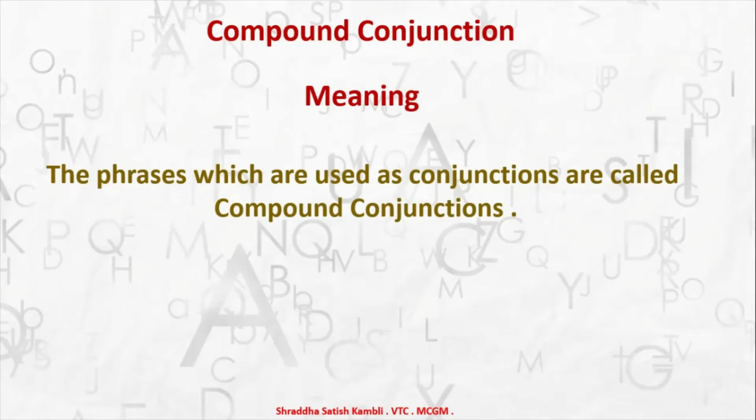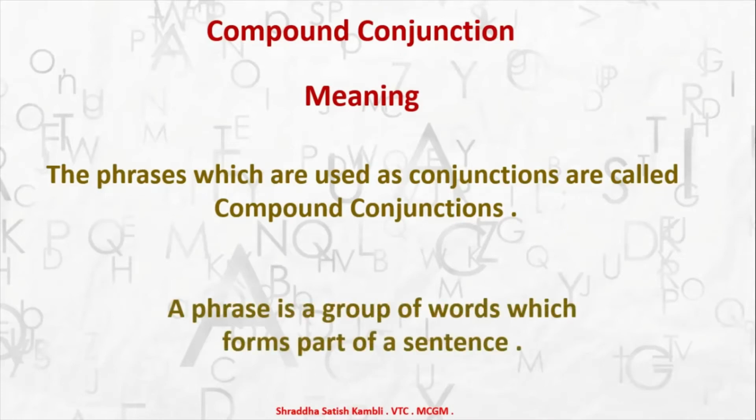So what is the difference now between the other conjunctions and the compound conjunctions? Compound conjunctions always appear in the form of phrases. Now, what is a phrase? A phrase is a group of words which forms part of a sentence. So a phrase is not a complete sentence. It is not necessary that a phrase should always have complete meaning. But when the phrase becomes part of a sentence, then that phrase becomes meaningful. It lends meaning to the sentence.